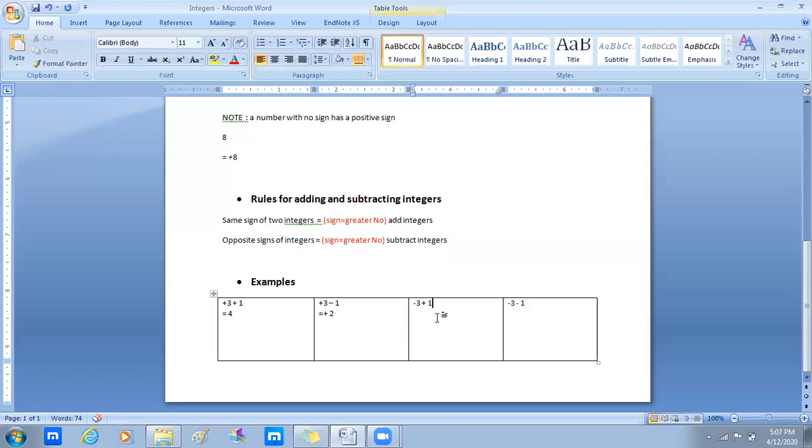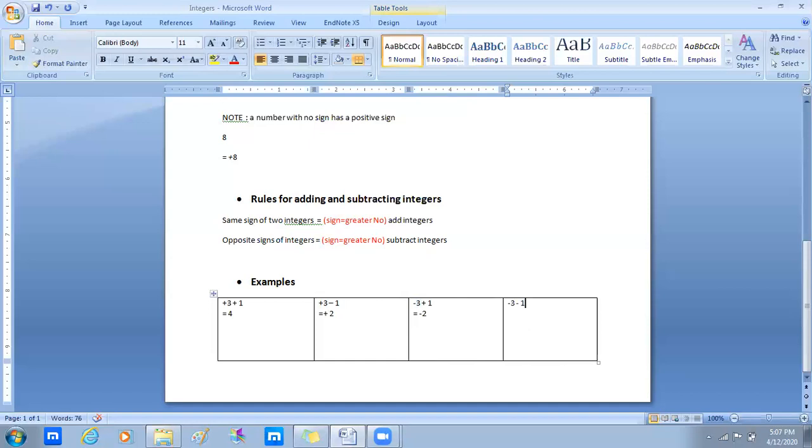Now move on to the third example, that is minus 3 plus 1. Minus 3 and plus 1, here both integers have opposite signs, and in case of opposite signs, we simply subtract the integers. So 3 minus 1 is 2. And just check out both numbers. The greater one is 3. What is the sign associated with 3? It's minus. So the minus sign will come in the answer.